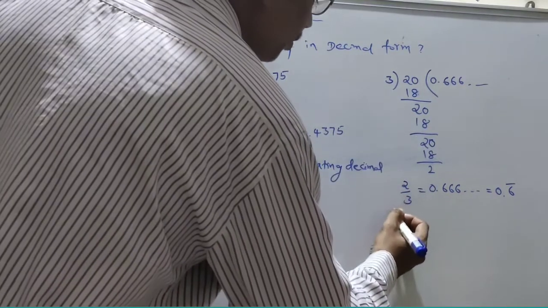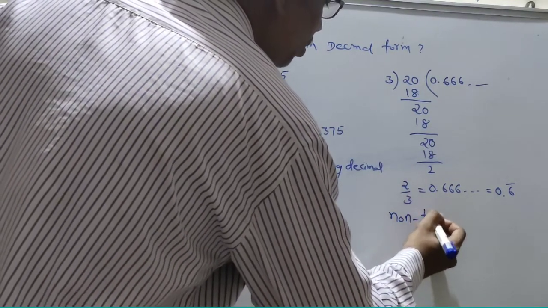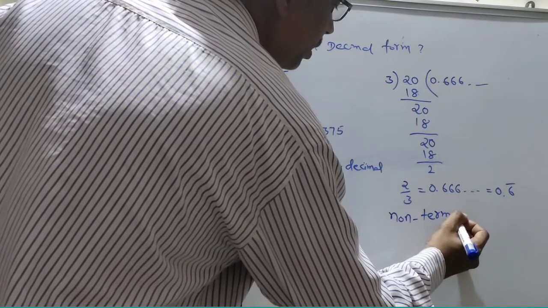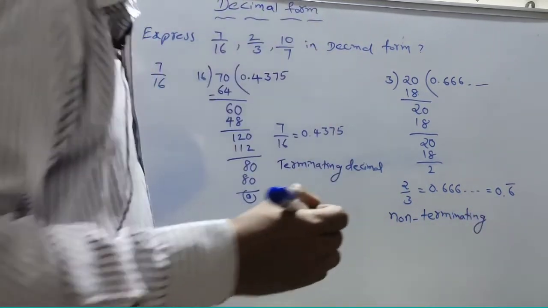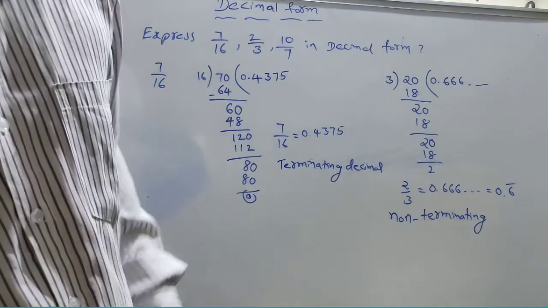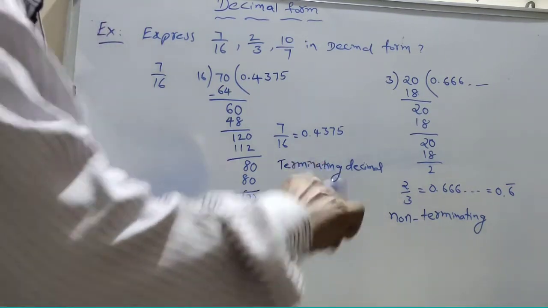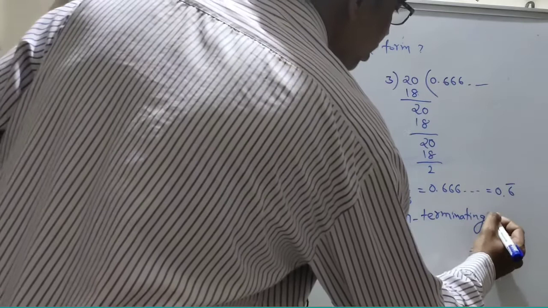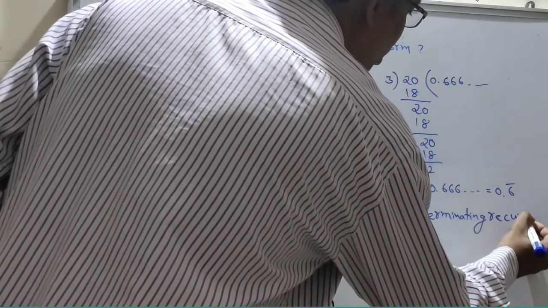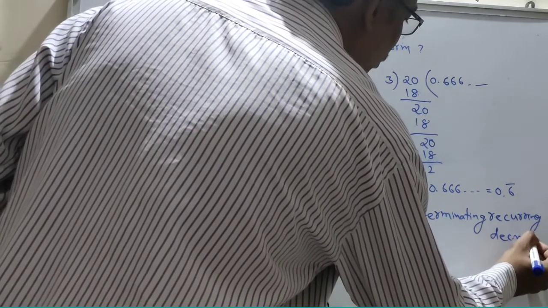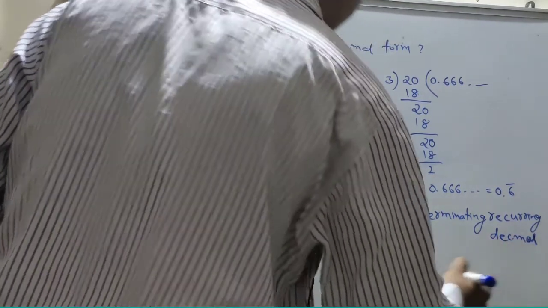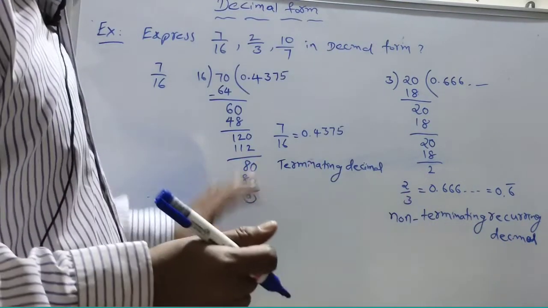It is also perfectly known as non-terminating recurring decimal. So please observe the words I am writing here. Please observe carefully.